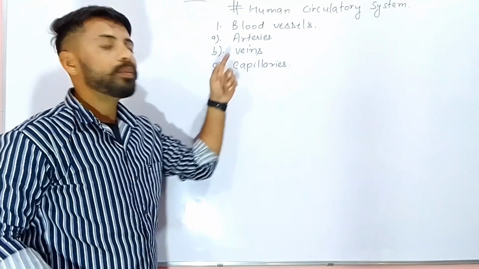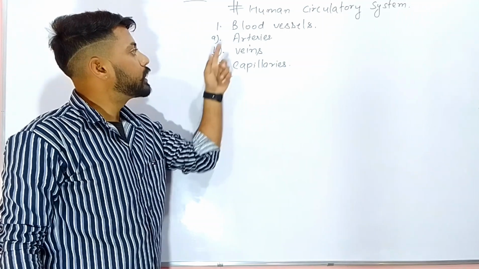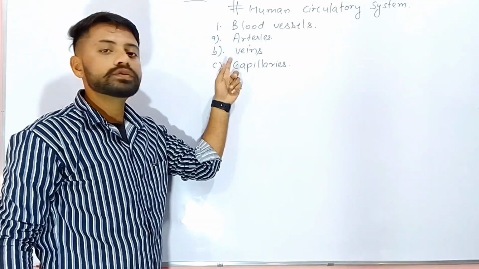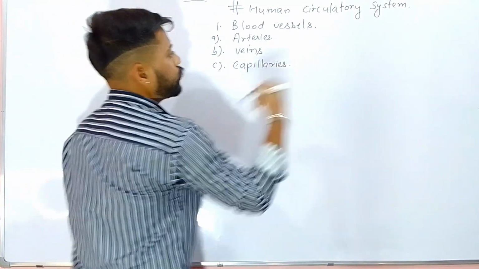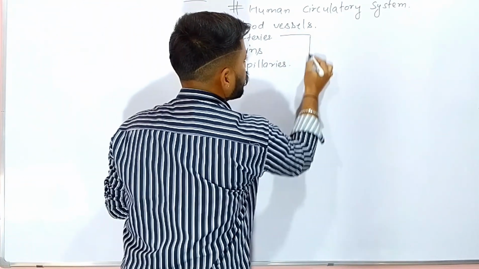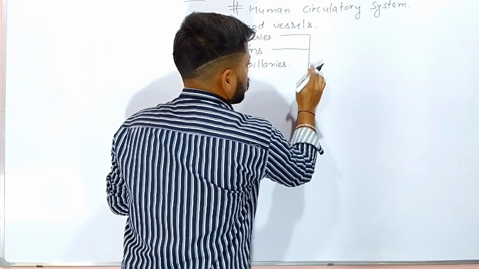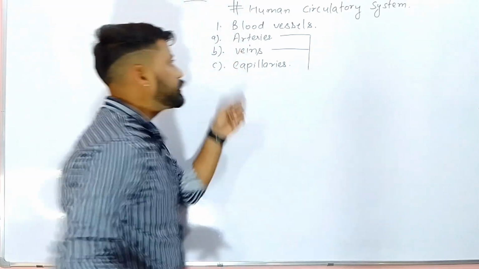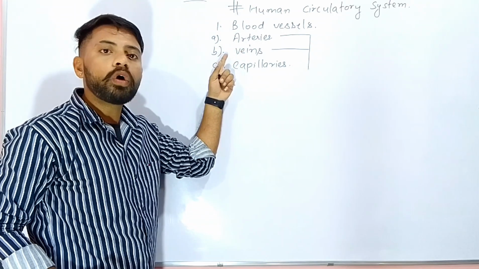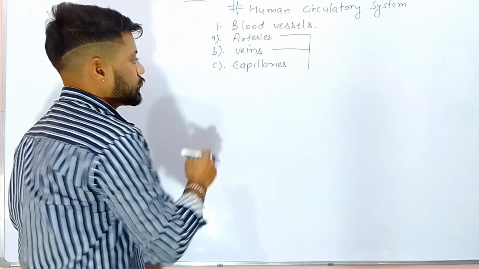Before we discuss the comparison between these, let's understand the structure. We will study the structure of the arteries and veins first, and then we will talk about the capillaries. The arteries and veins have three-layered walls. So there are three layers present in the structure of the arteries and veins.